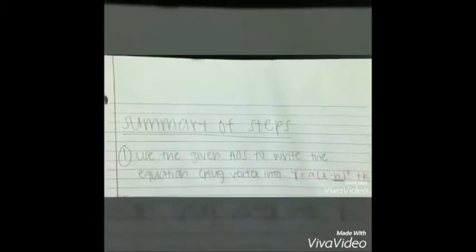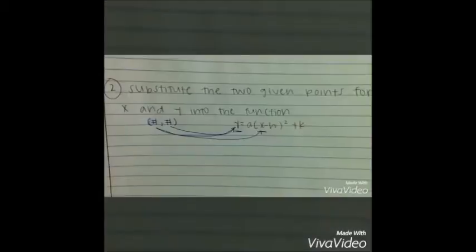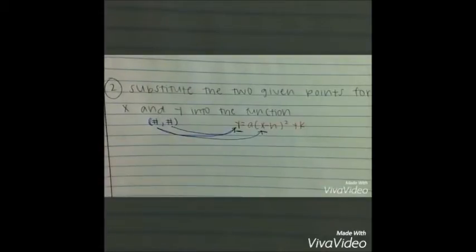Number 1. Use the given AOS to write the equation. Plug vertex into y equals a parentheses x minus h parentheses squared plus k. Since the AOS is the x of the vertex, you will be plugging it in for only h. Next, plug in the two given points for x and y into the function.